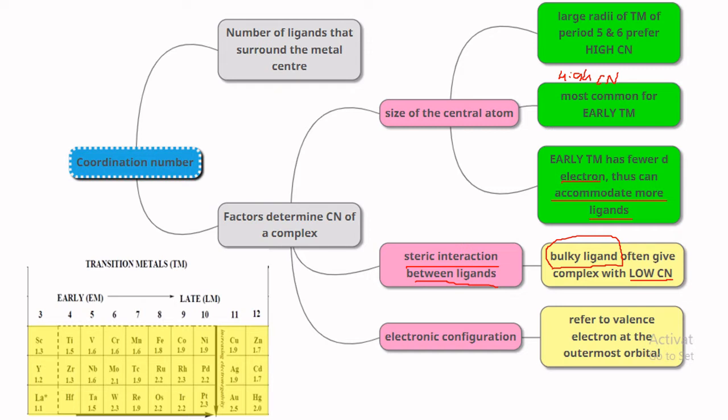The third factor is the electronic configuration of the central metal. It always refers to the valence electrons at the outermost orbital, which normally is the number of electrons in the d orbital of the transition metals.